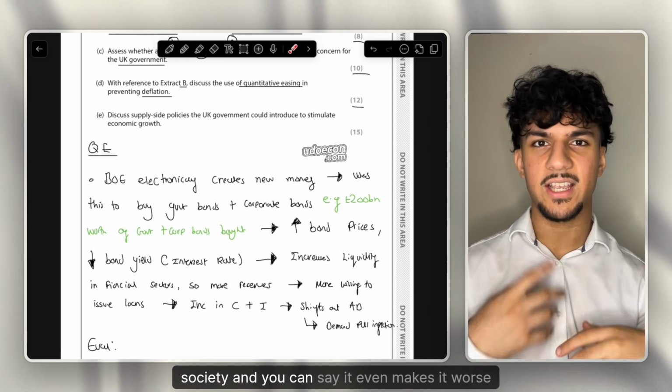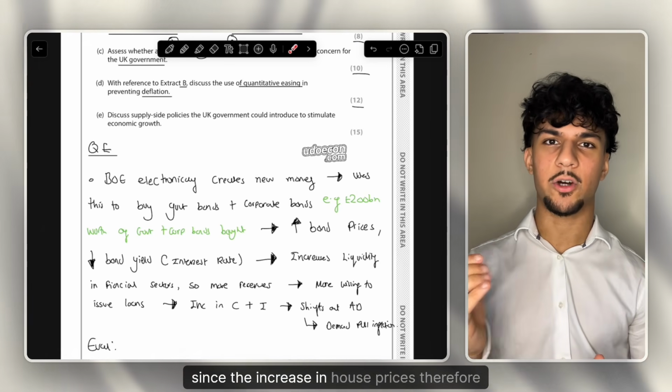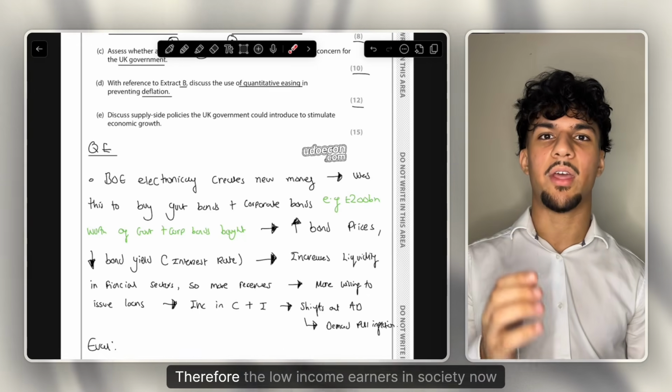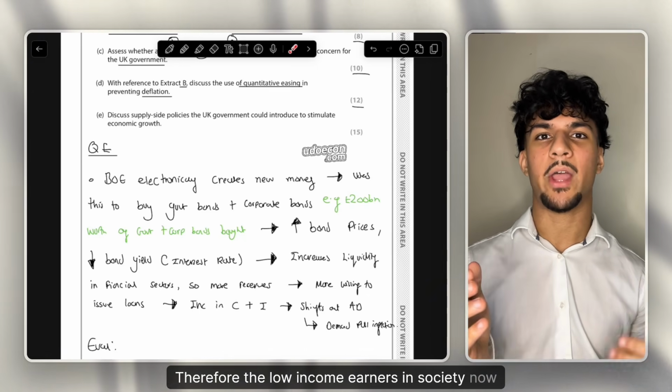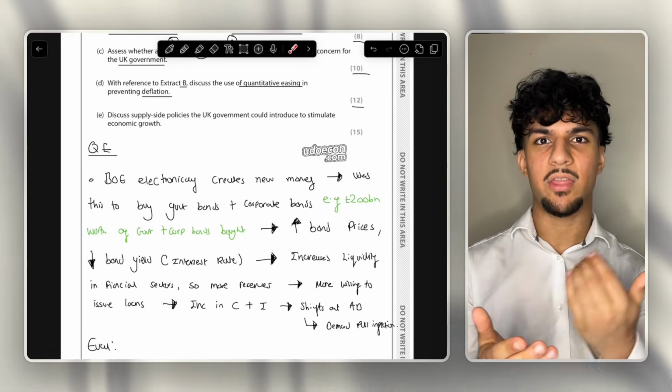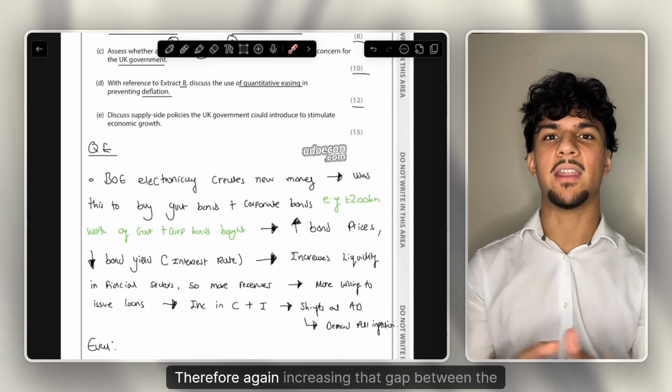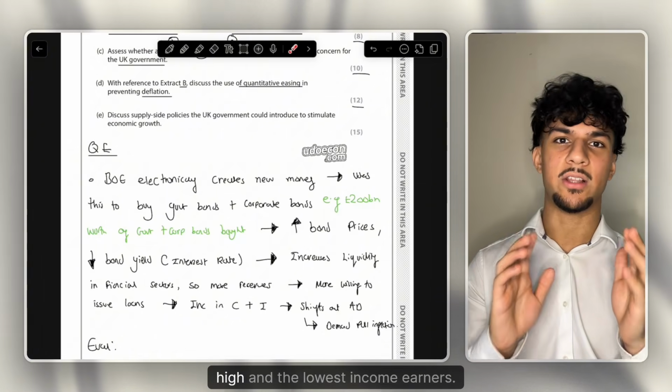in society. And you can say it even makes it worse, since the increase in house prices pushes up rental prices, pushes up prices to rent. Therefore, the low income earners in society are now forced with higher rents. They have to pay higher rents whilst the richer just get much richer. Therefore, again, increasing that gap between the high and the lowest income earners.